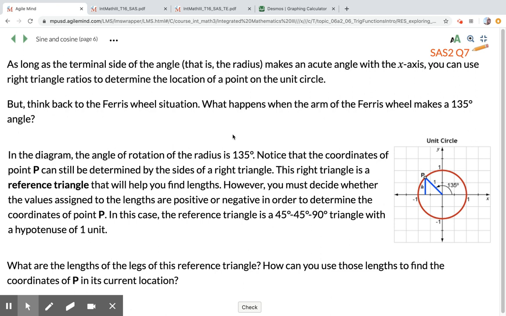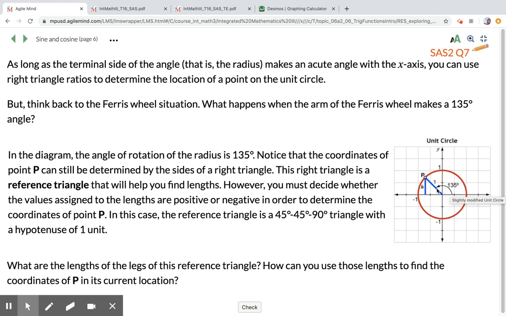So as long as the terminal side of the angle, in this case our radius, makes an acute angle with the x-axis, we can totally use our right triangle ratios to find the point on the circle, right? Our 30, 60, 90, or 45, 45, 90s. Let's come back, though, to our Ferris wheel situation, because remember how we could get bigger than that? What if I have a 135-degree angle, right? I've gone further on my Ferris wheel. I'm over here at 135 degrees.